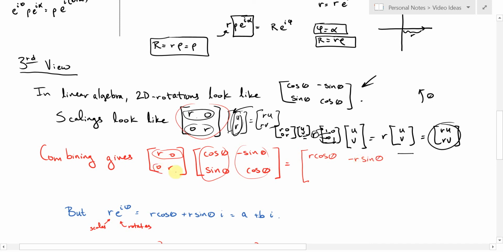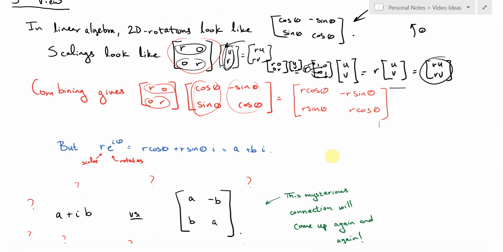Next row, second row, first column is 0 times cos theta plus r times sine theta. And finally, it's going to be another r times cos theta in the bottom right. So just for kicks, that's what it looks like, as you would expect. Combining gives this. Okay, but r e to the i theta, again, the r part scales, the e to the i theta part rotates, is the same as r times cos theta plus r sine theta i.